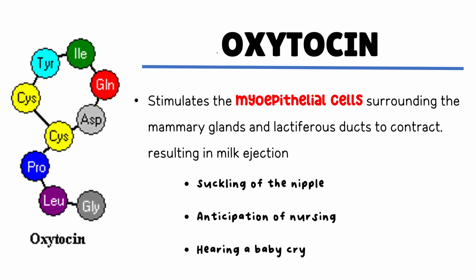And then, yung second function ng oxytocin nyo in relation to milk ejection. So, oxytocin will stimulate your myoepithelial cells, that is what is surrounding your mammary gland, and your lactiferous ducts to contract, resulting in milk ejection. And these three things are your stimuli: when there is suckling of your nipple, anticipation of nursing, and upon hearing a baby's cry.